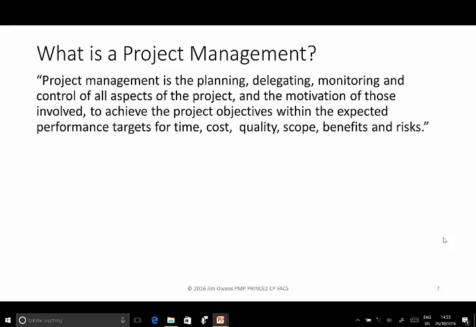According to PRINCE2, project management is the planning, delegating, monitoring and control of all aspects of the project and the motivation of those involved to achieve the project objectives within the expected performance targets of time, quality, scope, benefits and risks. It is possible for a project manager to do some of the specialist work on the project. For example, the project manager may be involved in the business analysis or the testing, but the project manager's primary role is planning, delegating, monitoring and controlling every part of the project, using the tools and techniques of the PRINCE2 method, as well as motivating the team.